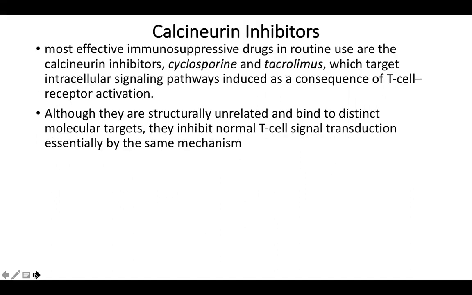Now, calcineurin inhibitors are one of the classes of most effective immunosuppressive drugs. Cyclosporin is very effective, and tacrolimus, these are the very commonly used calcineurin inhibitors. They target intracellular signaling pathways and block the consequences of T cell receptor activation.